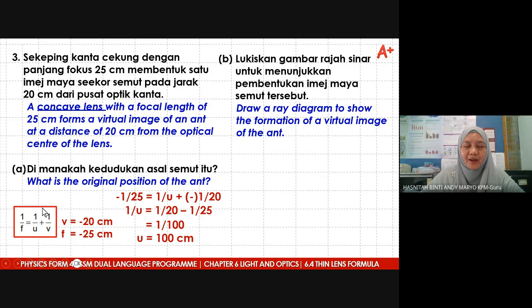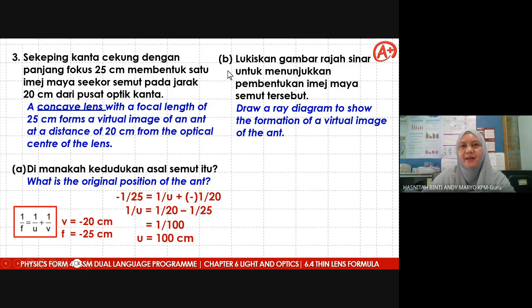Thin lens formula. Okay, 1 over F equals 1 over U plus 1 over V. So you just substitute. This is 1 over F with a negative there, 1 over U, you are looking for this U, plus negative. Okay, V here is negative because it is virtual. So you solve this, and you will find U is 100 centimeter, which means the end is 100 centimeter in front of the concave lens.